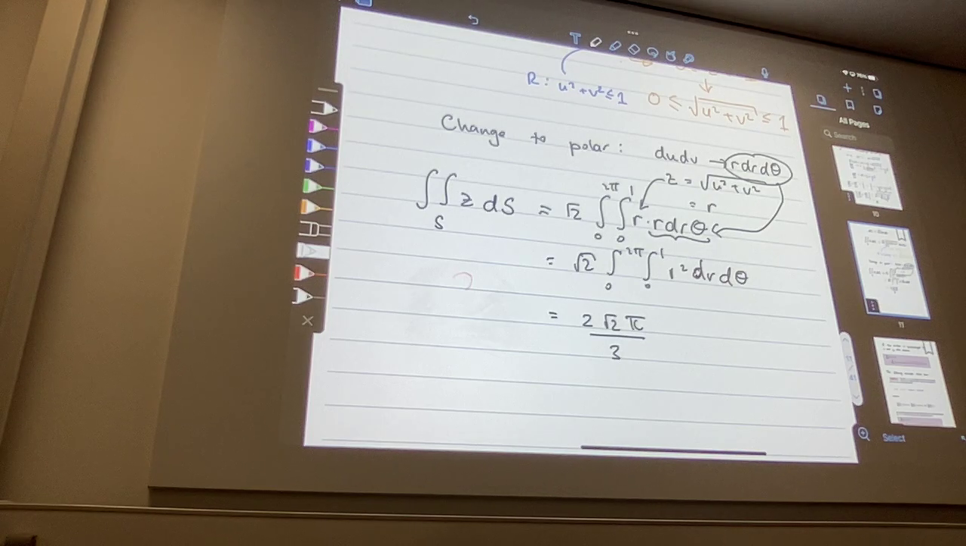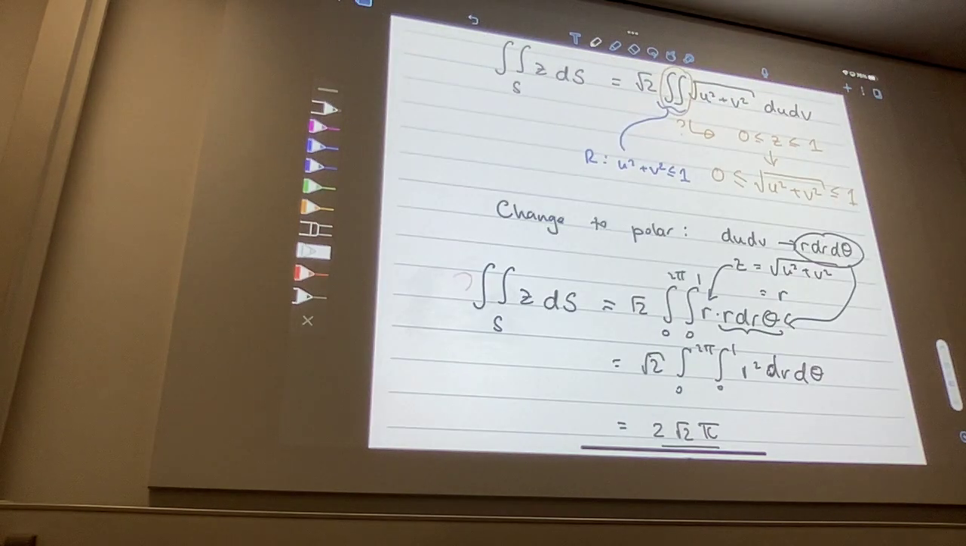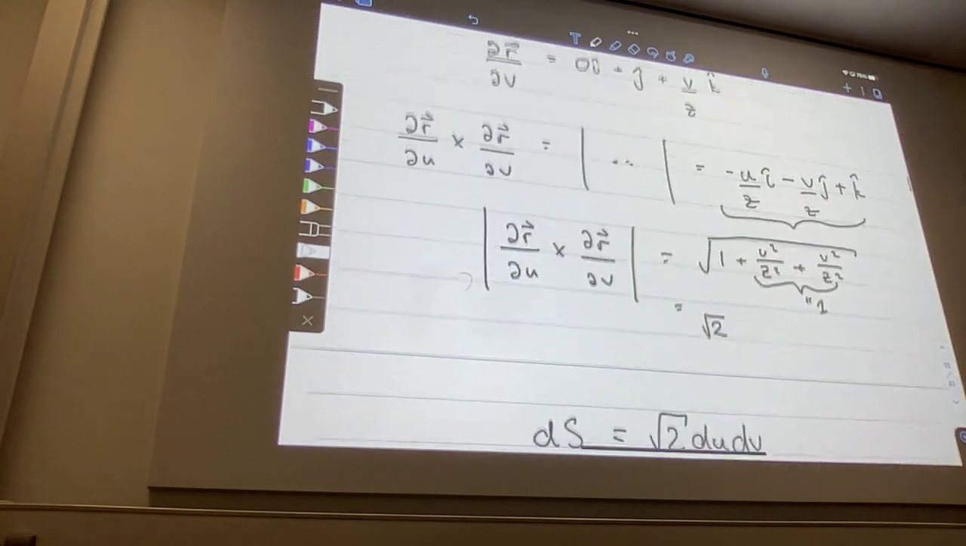Could we also have just changed to polar directly at the beginning? Sure. You could have parameterized like that. Okay.